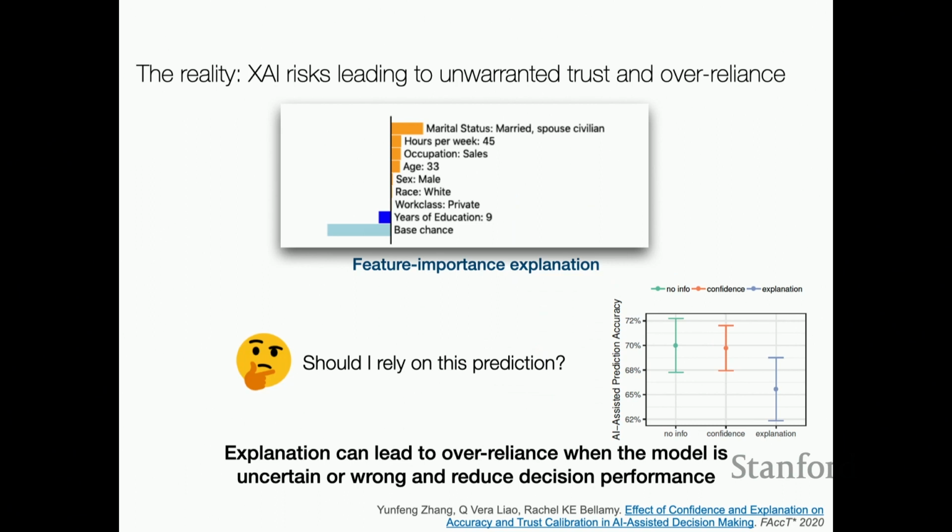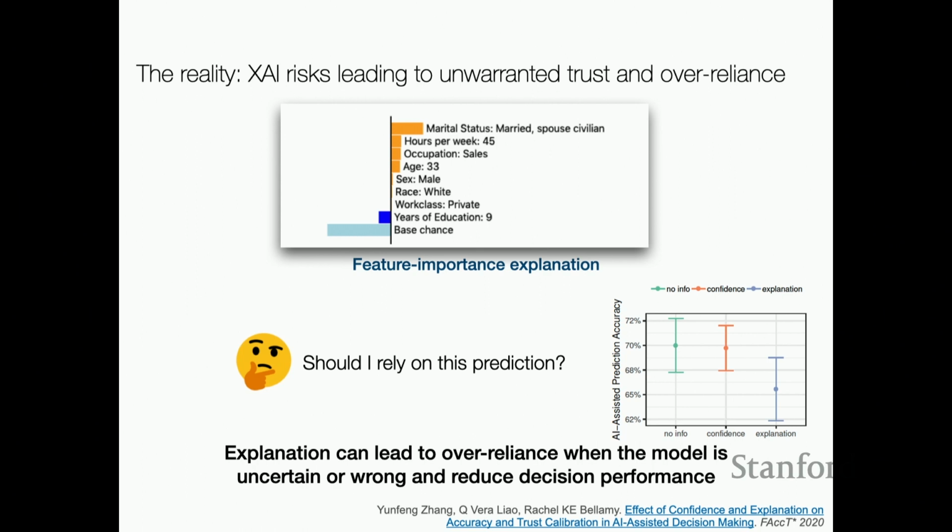But the reality is quite the opposite. We had this paper published at FAccT 2020 together with my former colleague Yunfeng Zhang and Rachel Bellamy. We did this controlled experiment using a semi-toy decision task where we give you someone's profile and ask you to judge if this person belongs to a high or low income group. Then we use a very basic feature importance explanation that tells you, for this profile, which features indicate high income, which features indicate low income, and that's how overall I think this person belongs to a high income group.